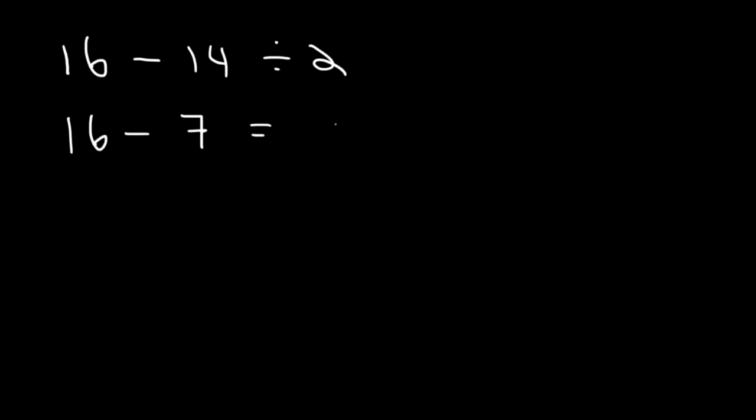Now let's try some more examples. What about 16 minus 14 divided by 2? Should we divide first or should we subtract? Division has more priority than subtraction. So let's divide first. 14 divided by 2 is 7, and 16 minus 7 is 9. Now type it in the calculator and just confirm your answer. 16 minus 14 divided by 2, if you type it the exact same way, you will get 9.